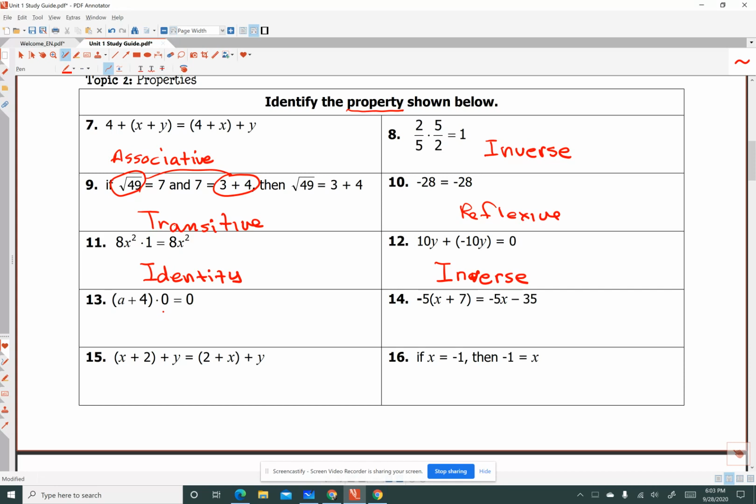A plus 4 times 0 equals 0 is the zero products property. Five times the quantity of x plus 7 equals, well, it's -5. -5 times the quantity of x plus 7 equals -5x minus 35. We're just multiplying over. That's, of course, the distributive property.